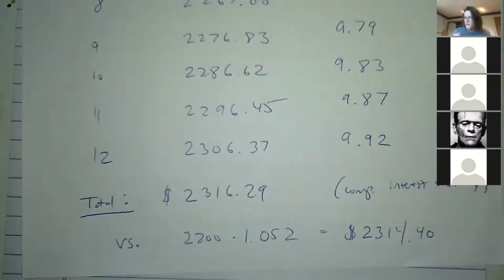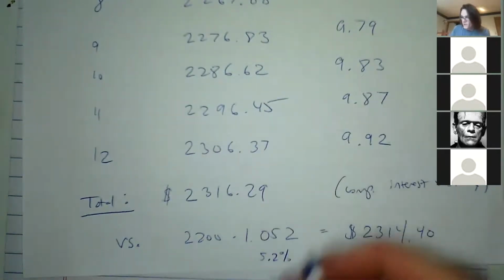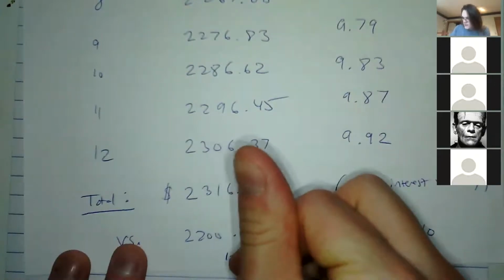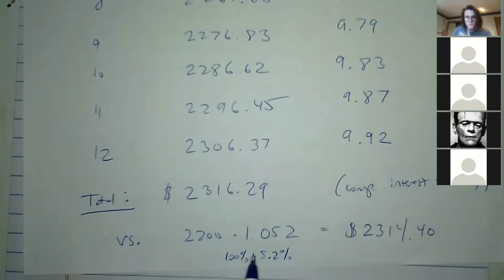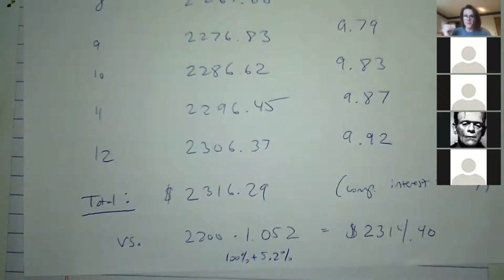So now let's compare it with the simple interest. If you remember, simple interest is when you have a principal and you just multiply it once by the APR. So in this case, I have 2,200 and I'm taking 5.2%. All right, so I multiplied 2,200 by 1.052. The 5.2 corresponds to 5.2%. And then the 1 just corresponds to the fact that I'm adding on the interest all in one go. We did this a little bit when we were talking about percentages more. But in the end, I get $2,314.40.